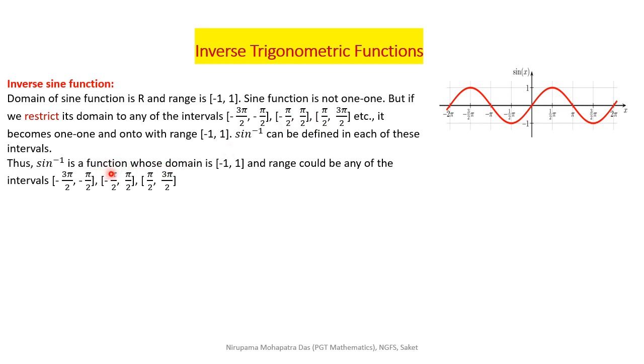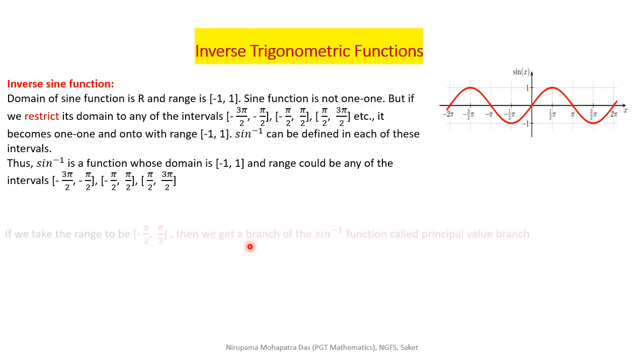So sine inverse is a function whose domain is [-1, 1], because whenever we take an inverse function, if f is a function from A to B, f inverse is a function from B to A. That's why the range of sine x becomes the domain of sine inverse. So sine inverse is a function whose domain is [-1, 1], and the range could be any one of these intervals, in fact.